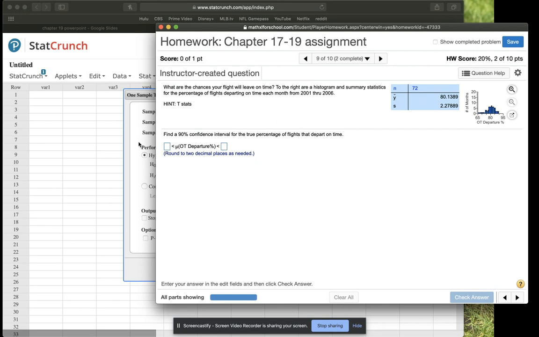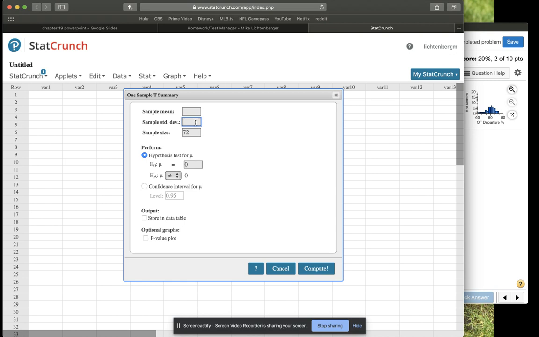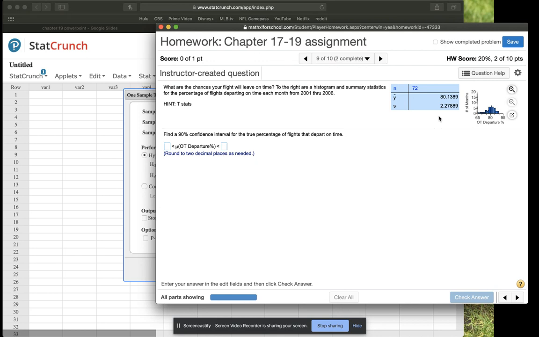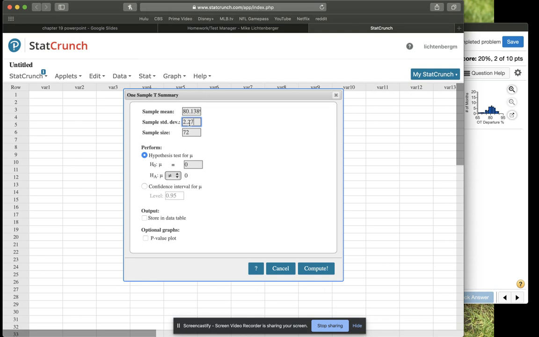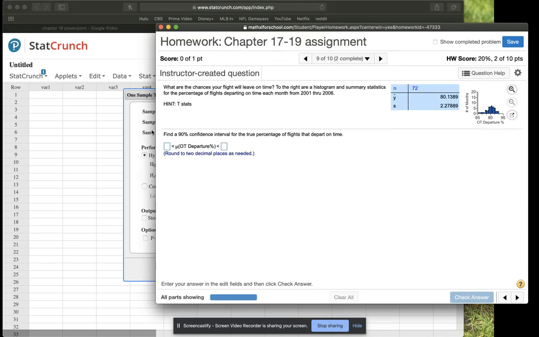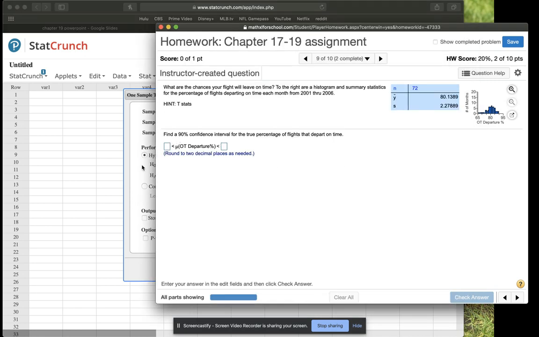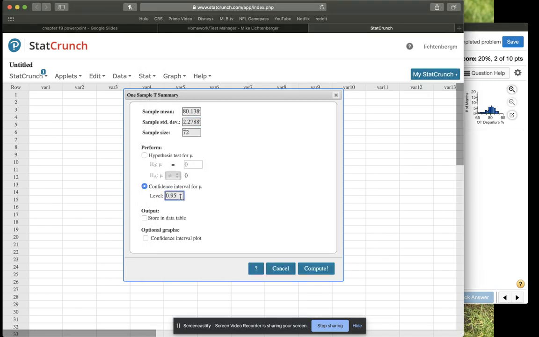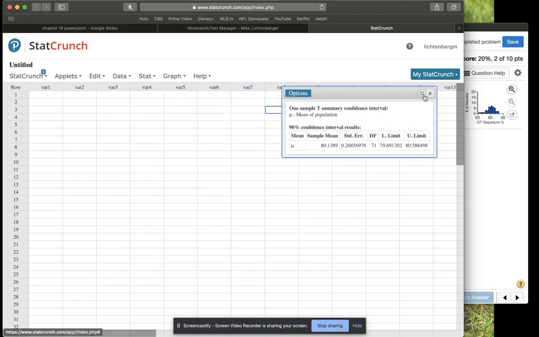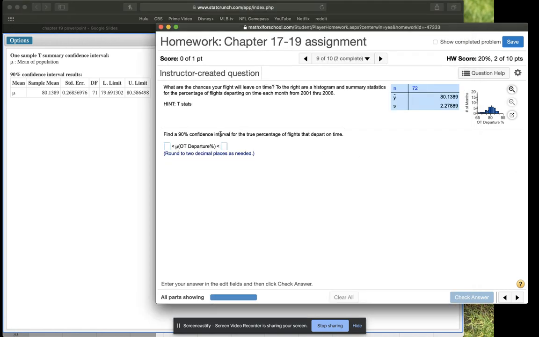So that's 80.1389. Whoops, I put that in the wrong spots. 80.1389. And then this one right here is the standard deviation, so that's 2.27889. I believe we're doing a 90% confidence interval again, so let's change that to 0.9. Let's compute it, and we got our answer right here.